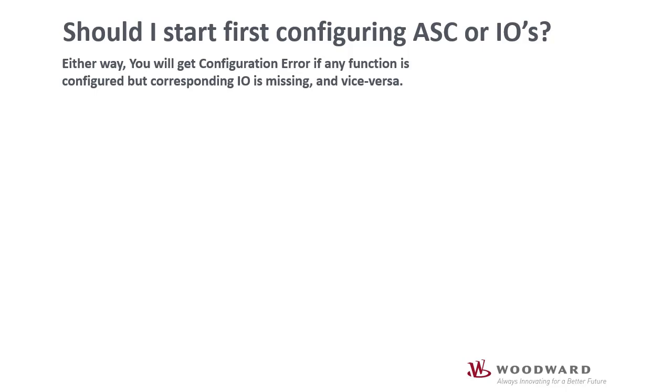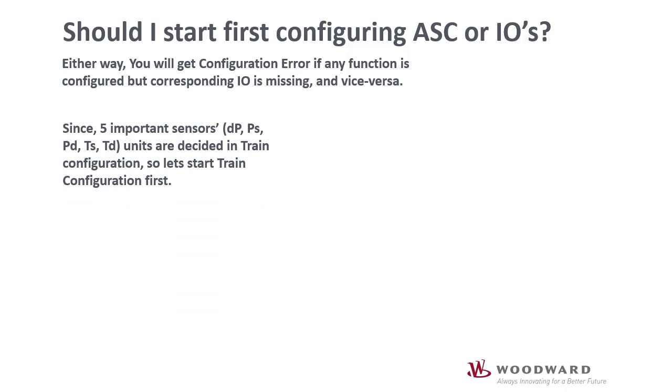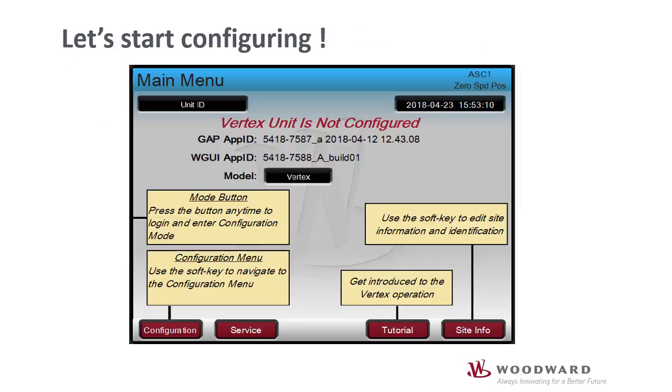There is a routine for configuration check. If any section or any function is configured and there is no corresponding input output, then the user will get a configuration error. In this section, we will start the configuration process based upon the data provided. Make sure that you have access to the data which we mentioned in the beginning of the slides.